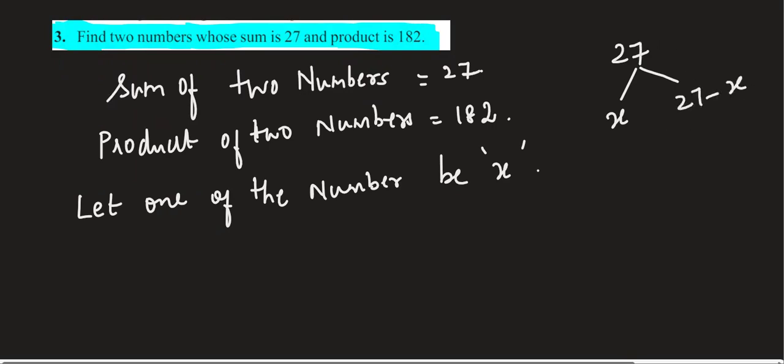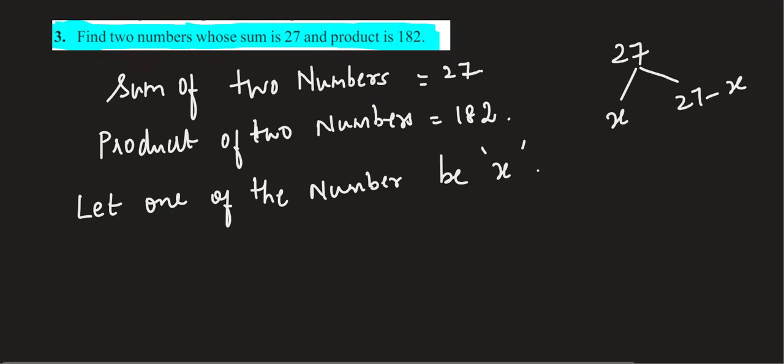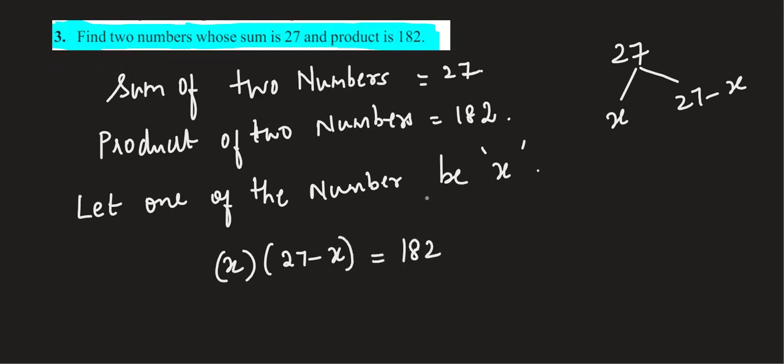So when I add the two numbers, I should get 27. If one number is x, the remaining will be the other number. So this is the first number and this is the second number. Okay, easy. Now let's use this to form the equation. The equation will be, the product is 182. So when I multiply, this is the first number, x, and this is the second number, 27 minus x, which is equal to 182.